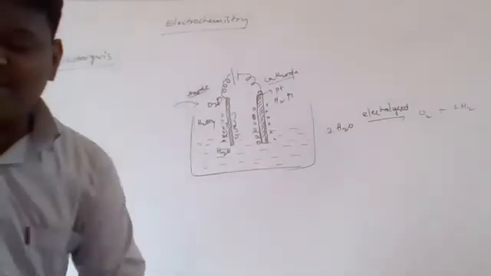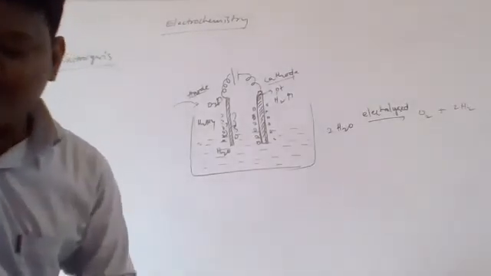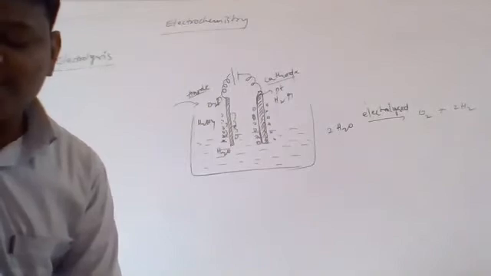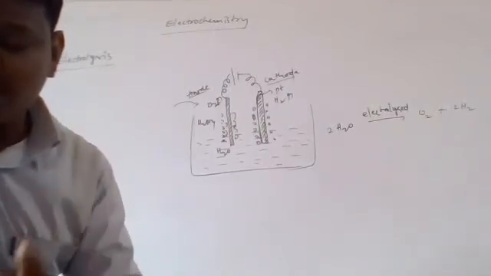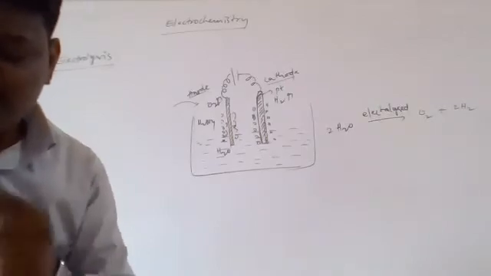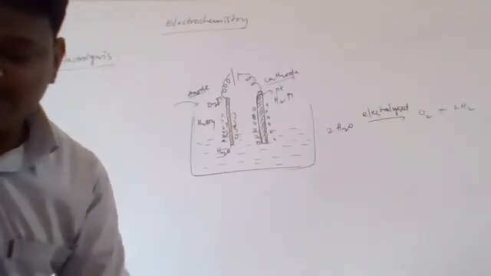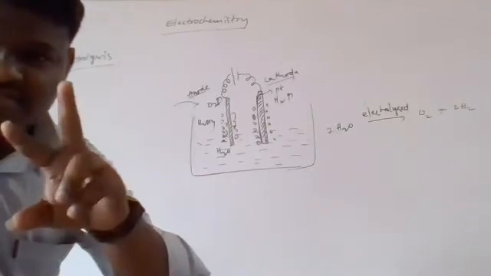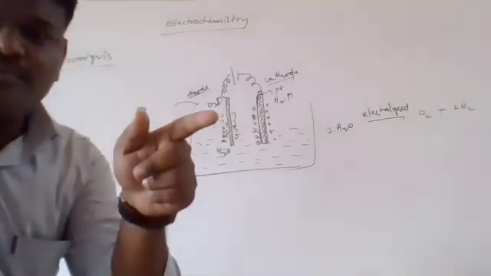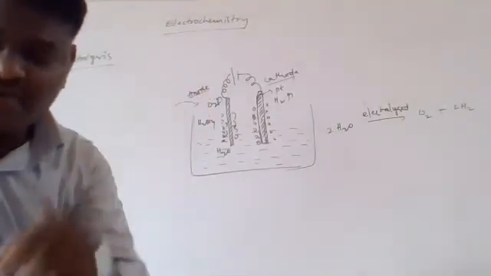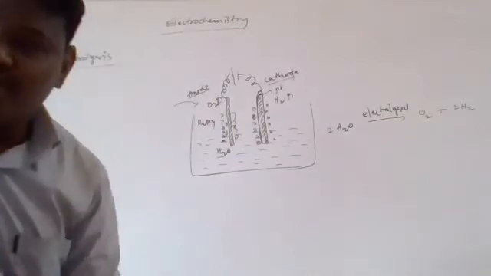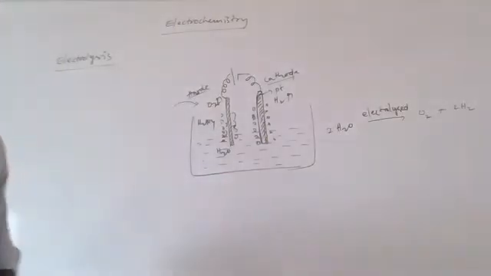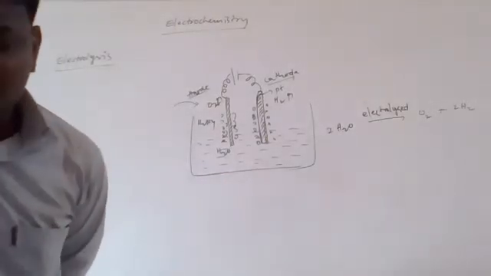Here, scientist Michael Faraday in 1834 established the following relation regarding the amount of the products obtained by the reaction and the quantity of electricity used. They are called Faraday's laws. Means the relation between the quantity of electricity and the amount of the product, Faraday gave some laws, the Faraday's laws of electrolysis. First one is the first law of Faraday.